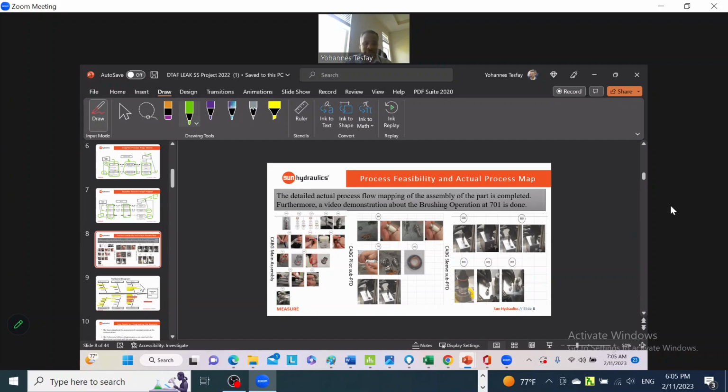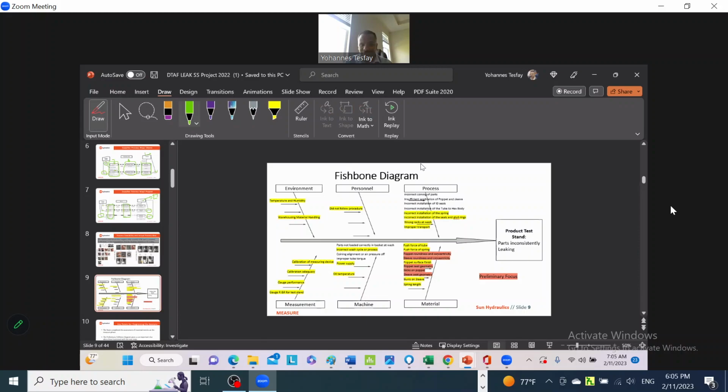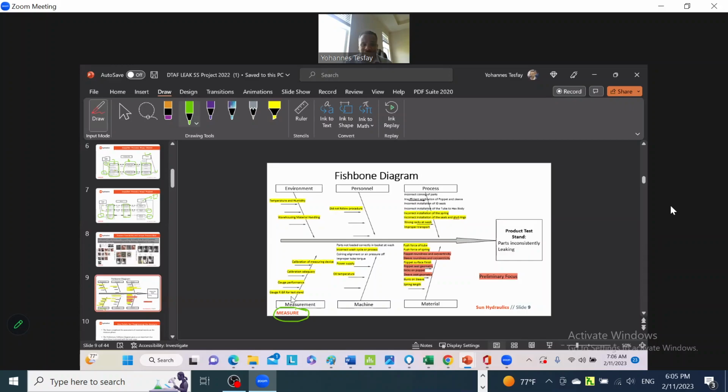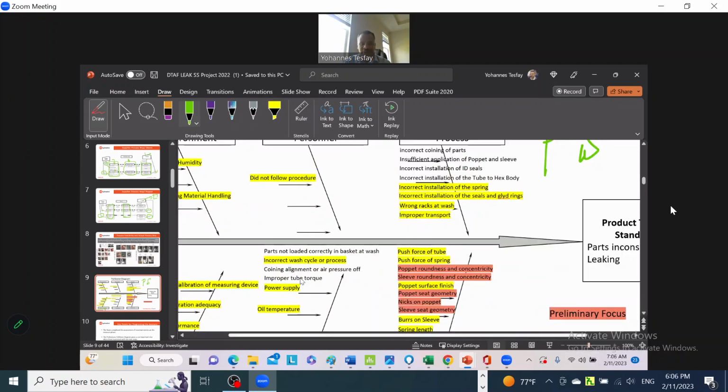And the next phase is to conduct the fishbone diagram. This fishbone diagram is still in the measure phase. Do you know why? Because these are all previous studies. Since they come from previous studies, it is still in the measure phase. So: environment, temperature and humidity, warehousing and material handling, okay? You see?